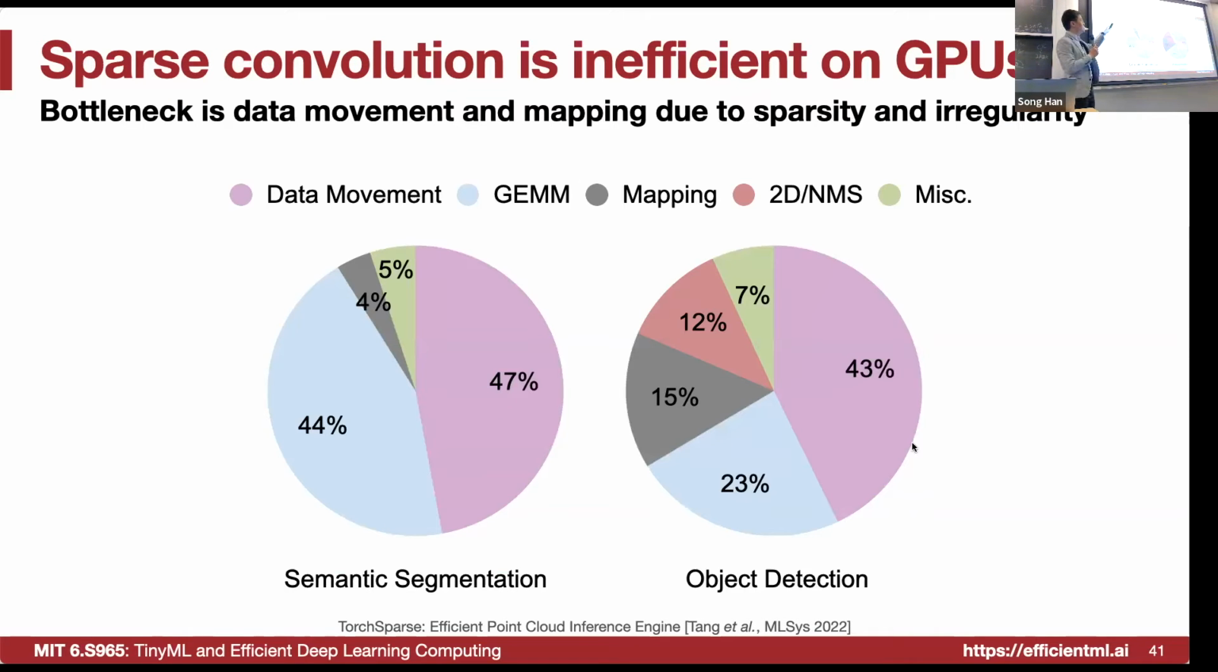Sparse convolution is actually not quite efficient on GPUs. Compared with the actual matrix multiplication, the GEMM, a very large proportion is consumed by data movement, due to the sparsity and structure and orchestrating the data, both for segmentation and for object detection tasks. For object detection, this problem is even more severe, where the matrix computation occupies only one quarter of the total computation.